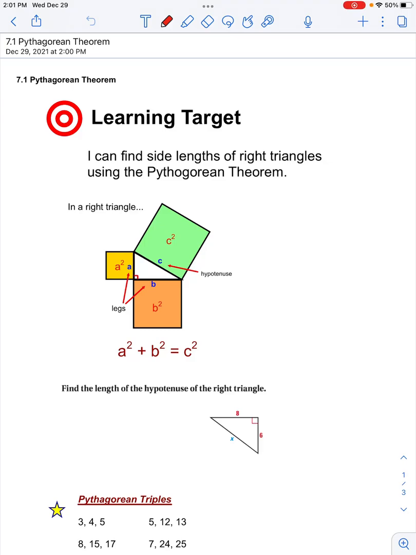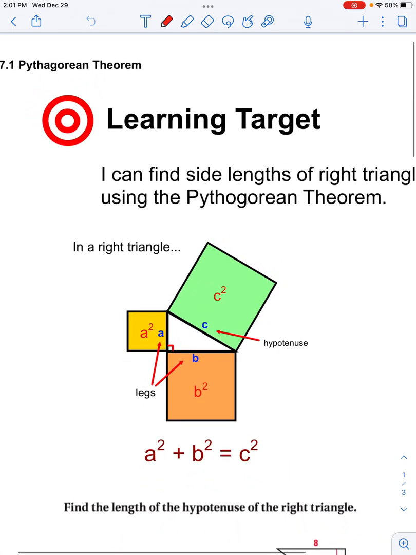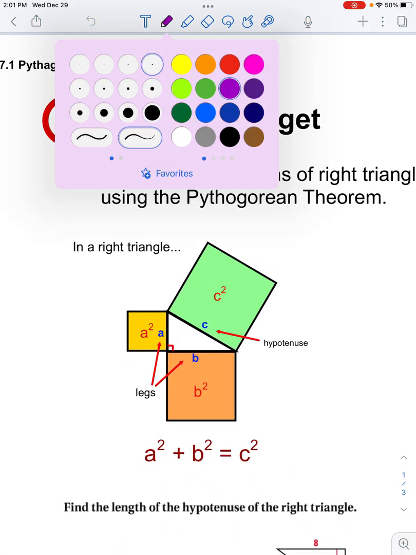Hello, geometry. Starting a new unit, and we're talking about the Pythagorean Theorem. The Pythagorean Theorem is a super common theorem that we use all the time in geometry, especially with right triangles. There's a lot of things that we know.